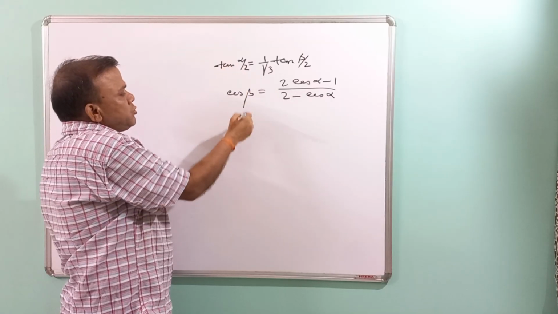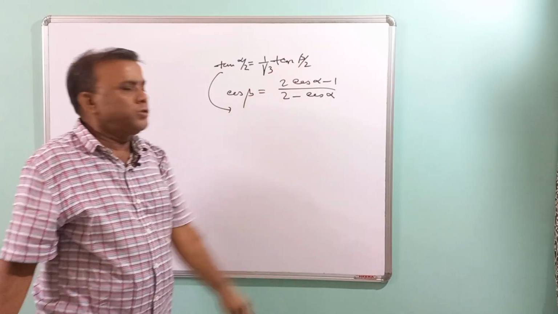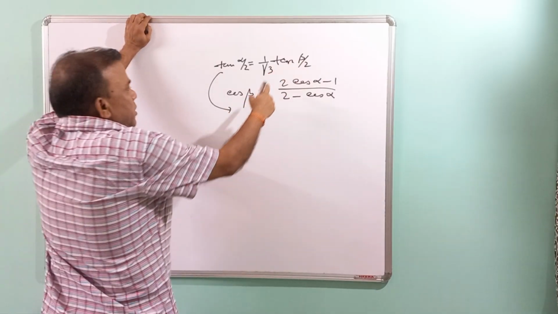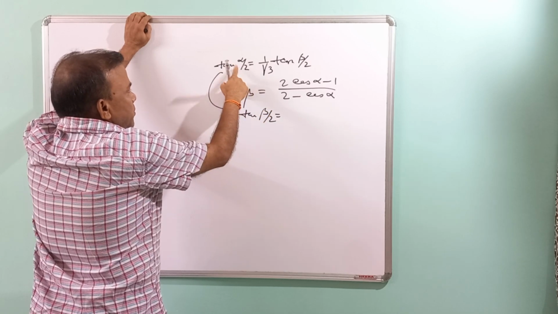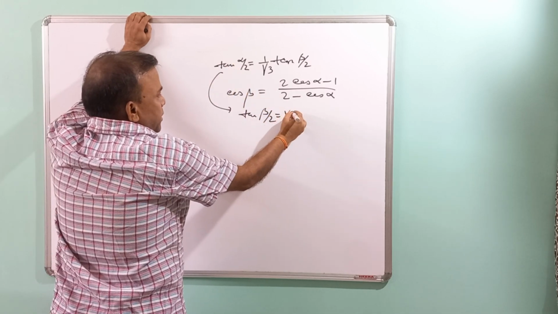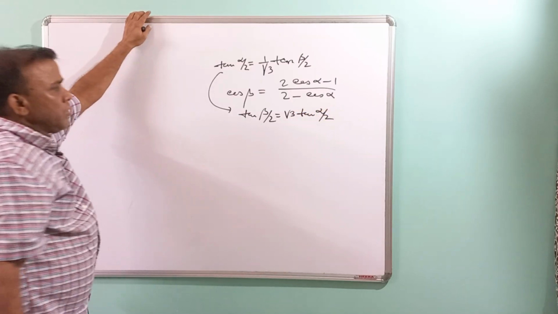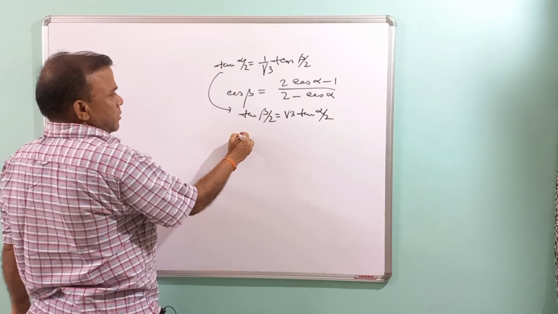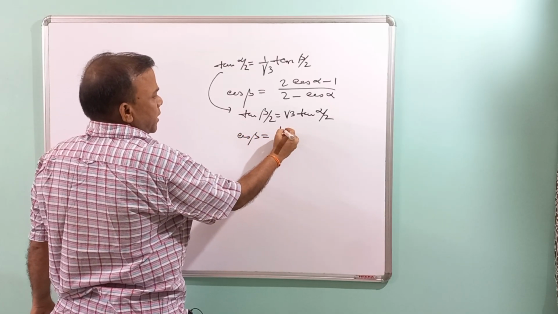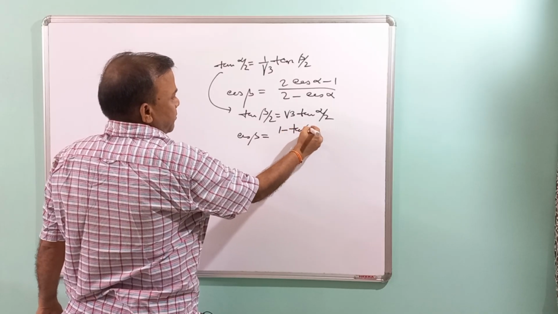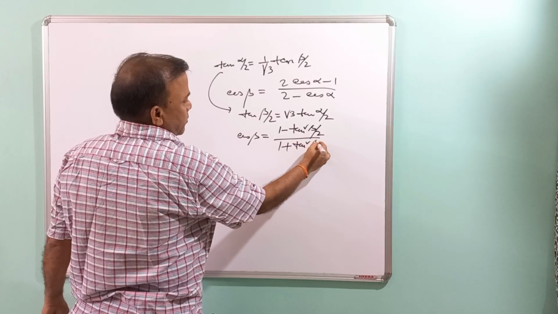As tan alpha by 2 equals 1 by root 3 into tan beta by 2 is given, first of all, we have to find the value of tan beta by 2 from here. Tan beta by 2 equals root 3 into tan alpha by 2. As we know the submultiple formula of cos beta in terms of tan: 1 minus tan square beta by 2 divided by 1 plus tan square beta by 2.